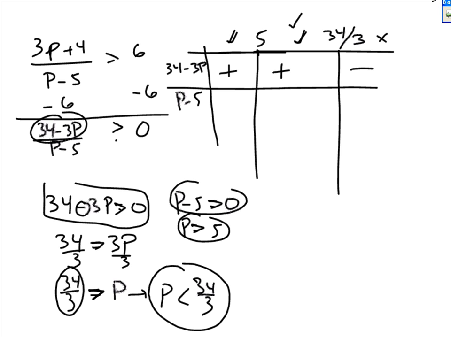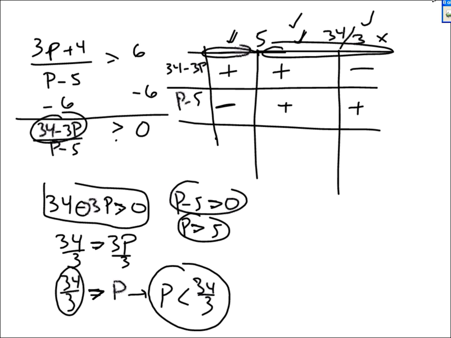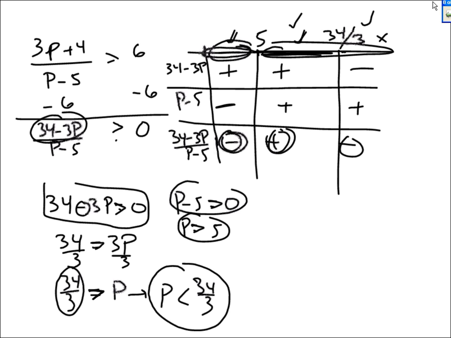Bigger than 5 is the right two intervals, not the left one. These numbers are less than 5. These numbers are bigger than 5. That's why they get the positives. And we're dividing them. We get negative, positive, negative. Dividing 34 minus 3p by p minus 5: to the left of 5, I'm negative. In between, I'm positive. Bigger than 34 thirds, I'm negative.